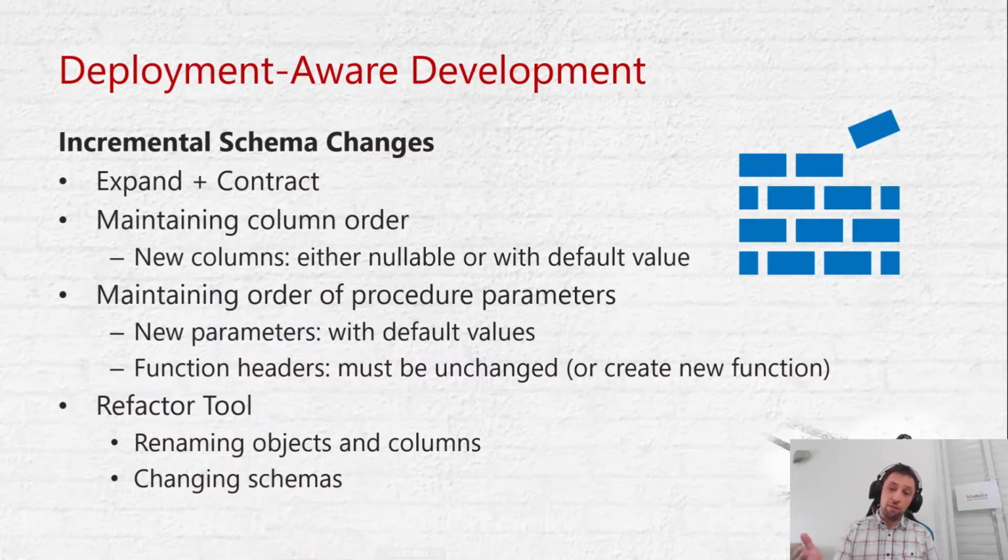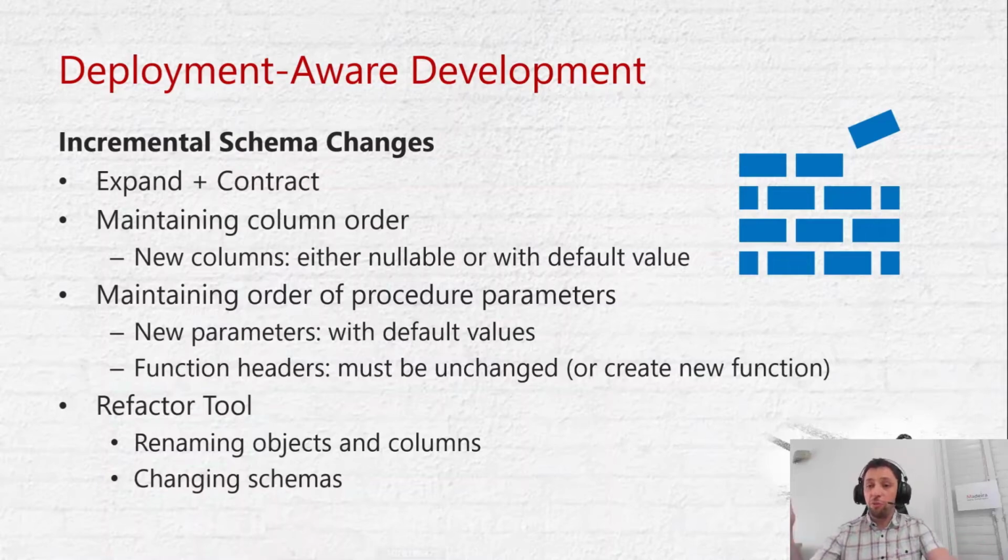Also, when you add new columns, they should always be nullable or with a default value. Otherwise, if you add a new column which is not nullable and doesn't have a default value, your deployment would fail, because you cannot do something like this. You need to take into consideration the fact that you have already existing data in this table, and something needs to be done with the existing data.